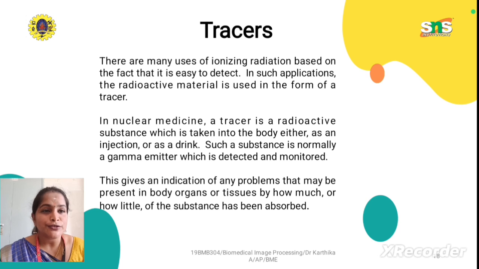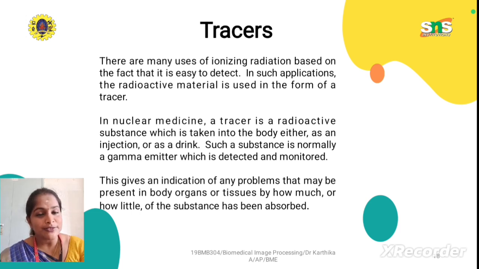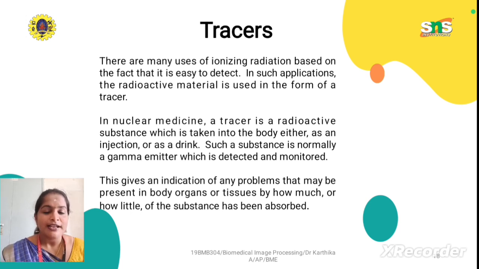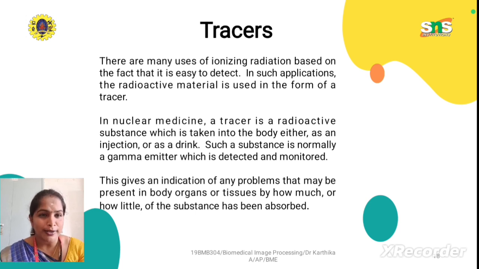There are many uses of ionizing radiation based on the fact that it is easy to detect. In such applications, a radioactive material is used in the form of a tracer. In the previous video, we discussed the radioactive form of cobalt-60. In nuclear medicine, a tracer is a radioactive substance which is taken into the body by injection or as a drink, and such a substance is normally a gamma emitter which is detected and monitored.